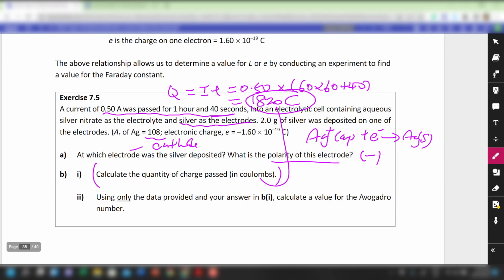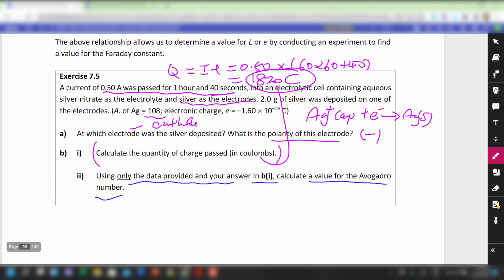Finally, B part 2: using only the data provided and your answer to B1, calculate a value of the Avogadro constant. That should be relatively straightforward. The first thing we need to do is to calculate the number of moles of electrons transferred. That will be equal to the number of moles of silver deposited, taking into account the ratio between the silver deposited and the number of moles of electrons transferred. In this case, it happens to be 1:1.